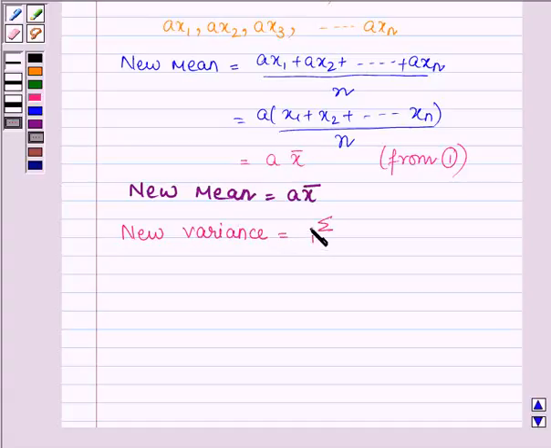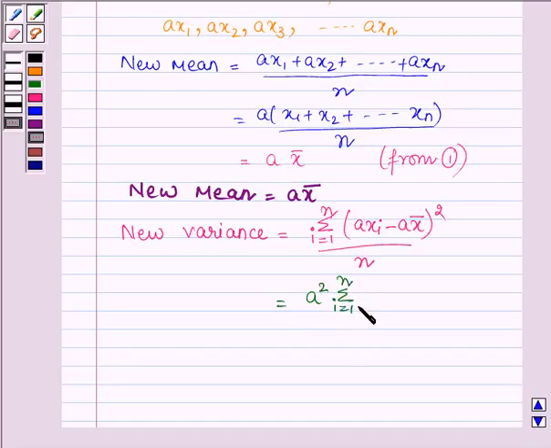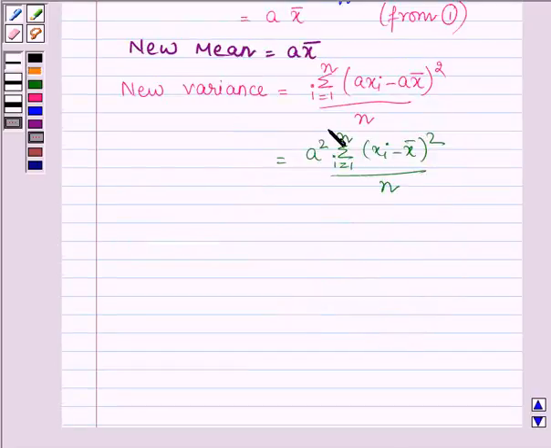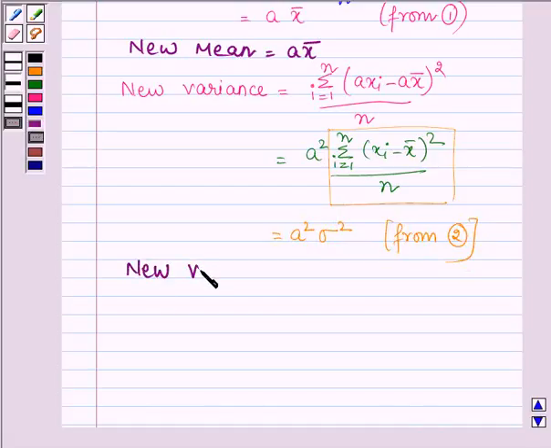Now, let us calculate the new variance. It is equal to summation i running from 1 to n axi minus a x bar whole square upon n. Now taking a square common and outside the summation sign, we have a square summation i running from 1 to n xi minus x bar whole square upon n, and this from equation number 2 we know that is the variance of observations x1 to xn, which is denoted by sigma square. Hence, the new variance, when the observations are multiplied by a, is a square sigma square.